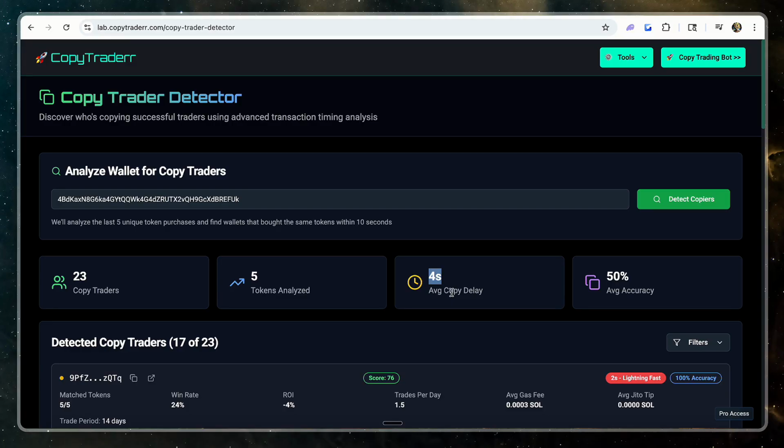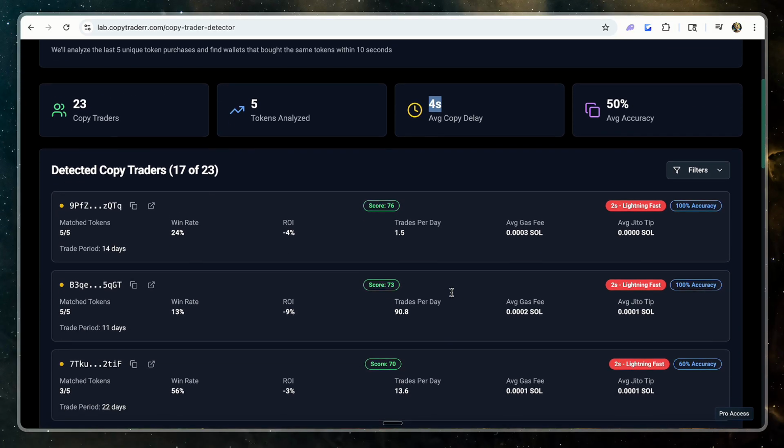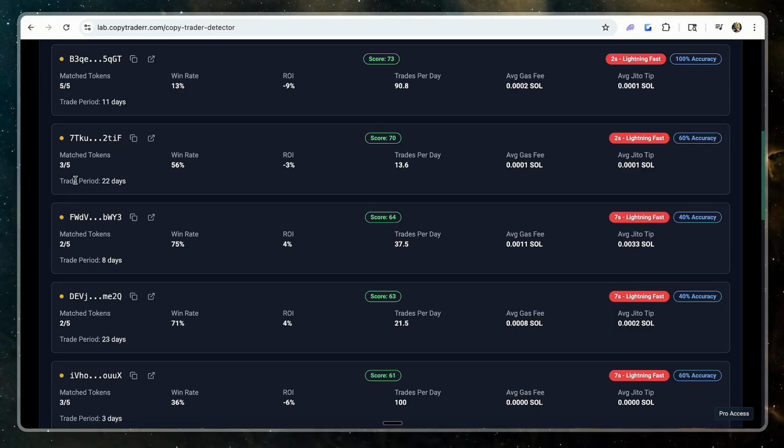Now you can scroll down and get a deeper look at each trader. How many matched tokens were there? So this guy copied 5 out of 5. Same with him. And then these guys copied 3 out of 5 and 2 out of 5 respectively.